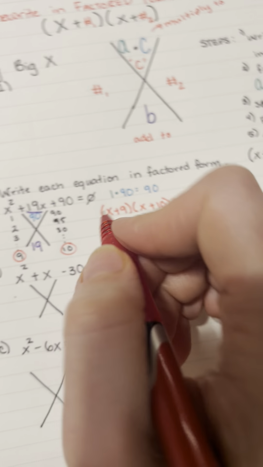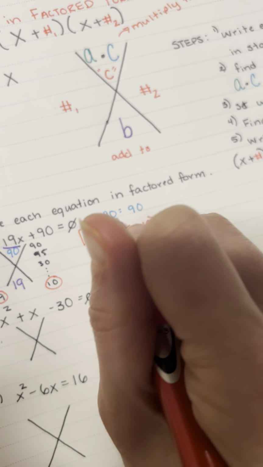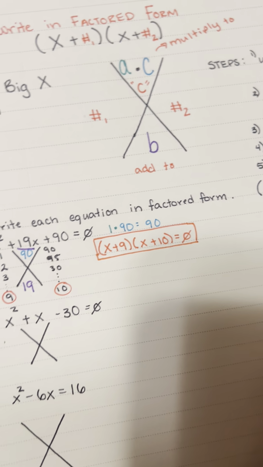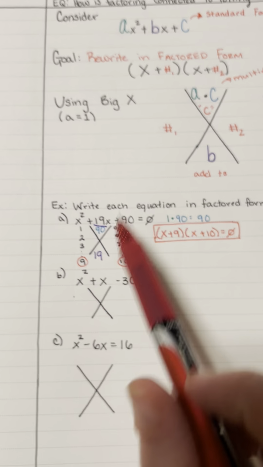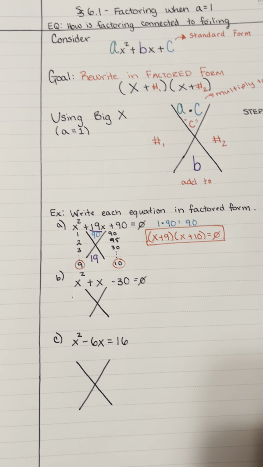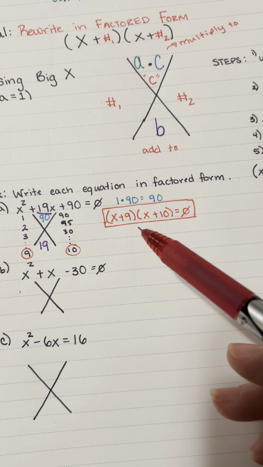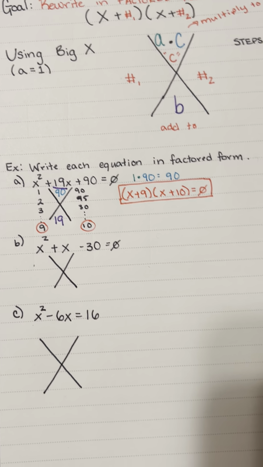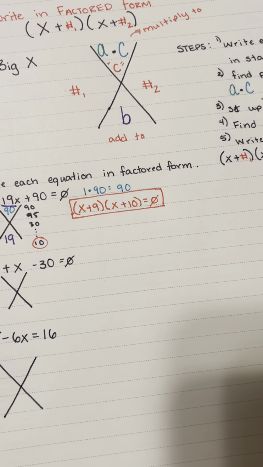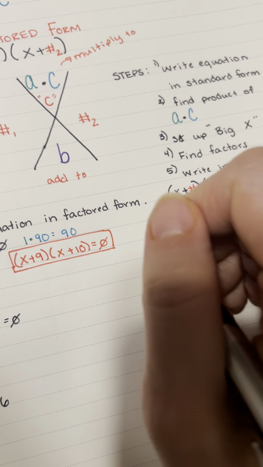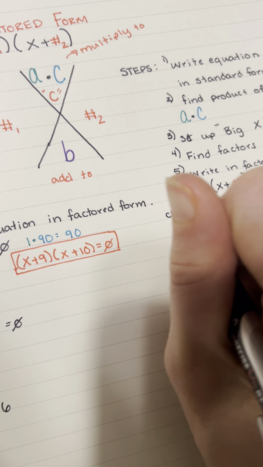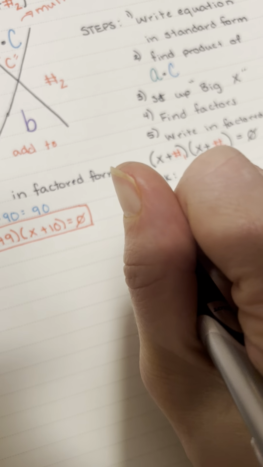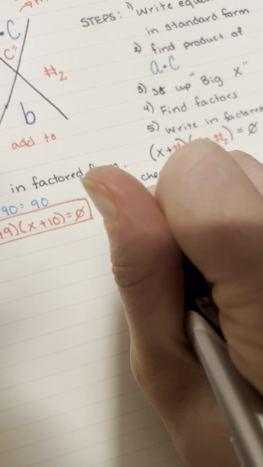Okay, and this should be my answer. If I think back to the essential question, it asked how are factoring and foiling connected? Well, if x plus 9 times x plus 10 equals 0, then if I were to FOIL this, I should get x squared plus 19x plus 90. So we're going to use this to check our work. So I have x plus 9 times x plus 10.